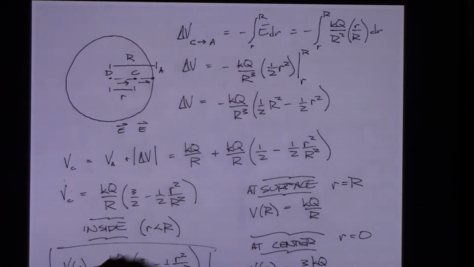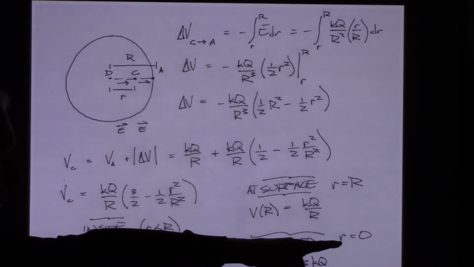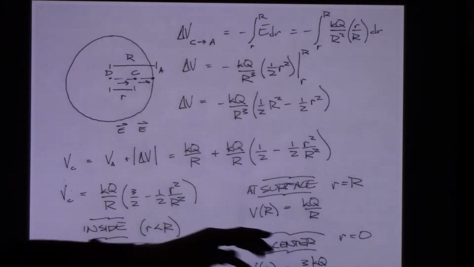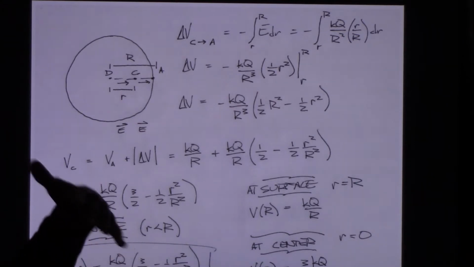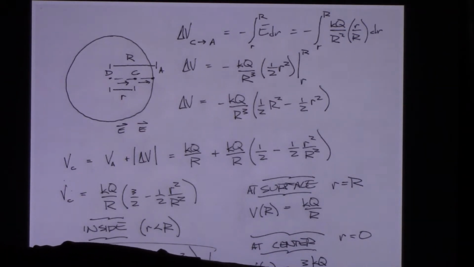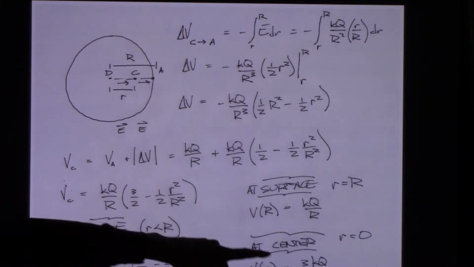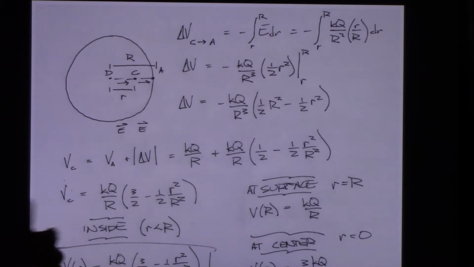Now, what happens right at the center? Well, at the center, little r is going to be equal to 0. If I plug that into my formula for inside the sphere, a 0 here leaves me with this factor of 3/2. So at the center, the potential will have reached a value of 3/2 kq over R. At the surface, the value is kq over R. At the center, it's going to be larger by a factor of 3/2, 50% larger, because of that additional climb through the electric field.